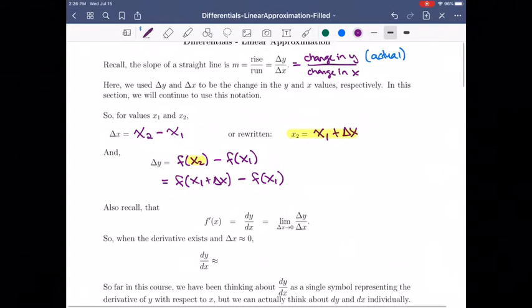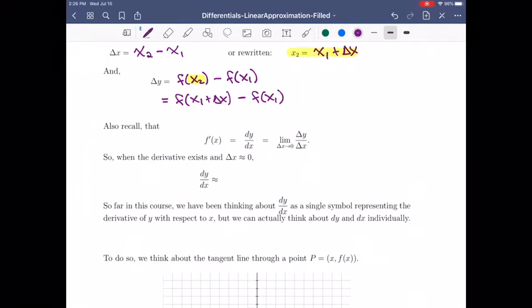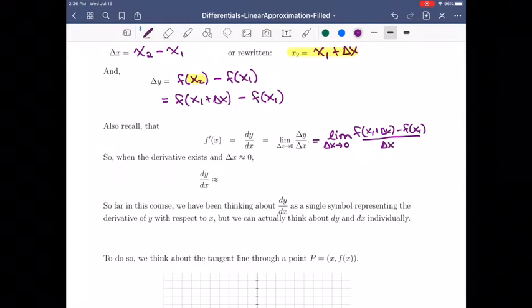Let's also recall the limit definition for the derivative. f prime of x, which we also write dy dx, is the limit as delta x goes to 0 of f of x1 plus delta x minus f of x1, all over delta x. We used h before, so if I did this with h instead of delta x, you might recognize it: f of x1 plus h minus f of x1 all over h. It's just the limit definition for the derivative.